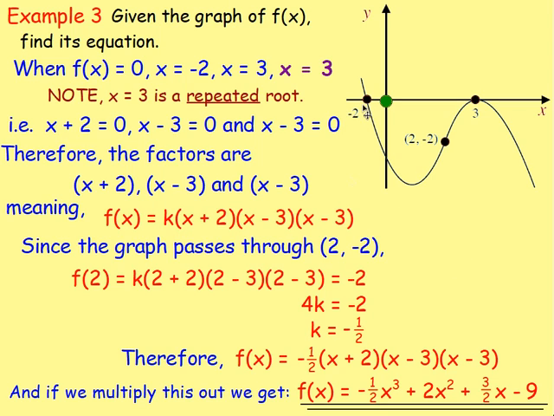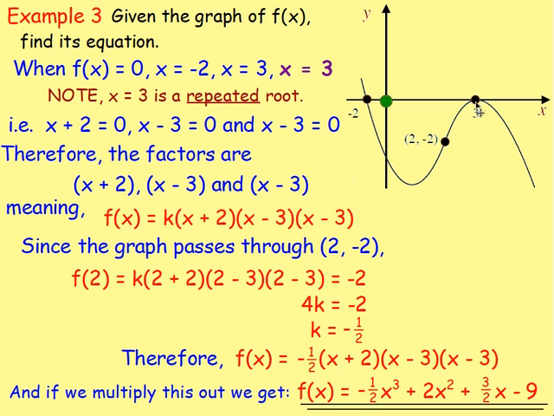Remember that you would have a root at -2 and a root at 3. However, this 3 is a repeated root. The graph is going into 3 and it's also coming out of 3 as well. It's not just passing through. So that is known as a repeated root, and you'd have to write that down twice. Therefore, your factors would be x plus 2, x minus 3, and x minus 3 again.